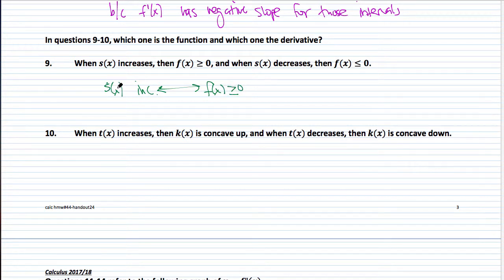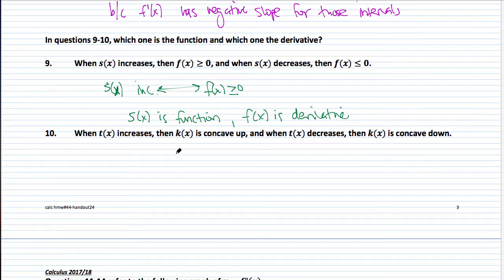So when would this be the case? We know that if a derivative is positive, my function is increasing. So that must tell us then that s of x is our function and f of x is some kind of derivative of that function.